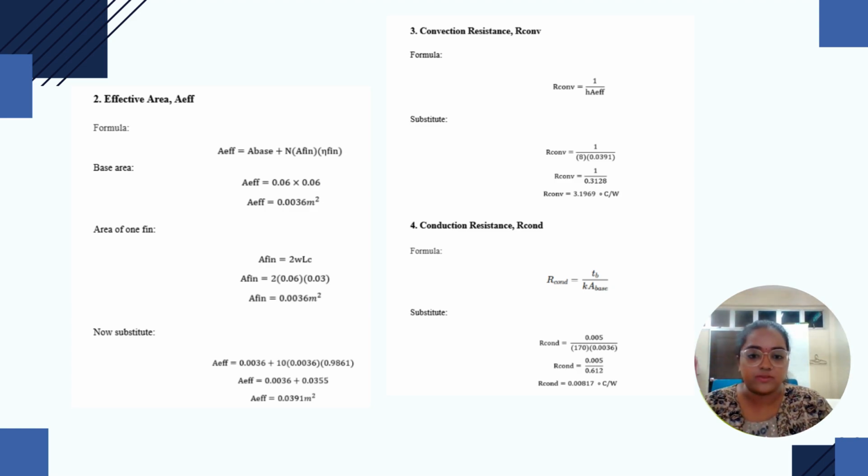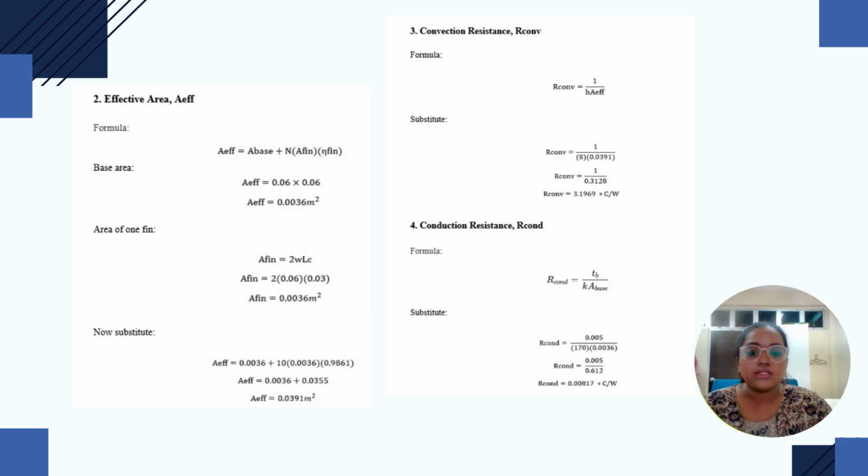After determining the fin efficiency, the next step is to calculate the effective heat transfer area. First, the base area is calculated using the base dimension, giving an area of 0.036 square meter. Then the surface area of one fin is calculated. Since the heat sink consists of 10 fins, the total fin area is multiplied by the number of fins and corrected using the previously calculated fin efficiency. After adding the base area, the total effective heat transfer area becomes 0.0391 square meters.